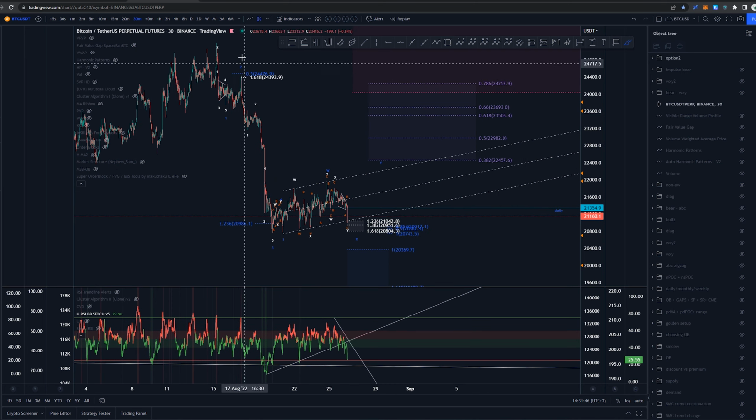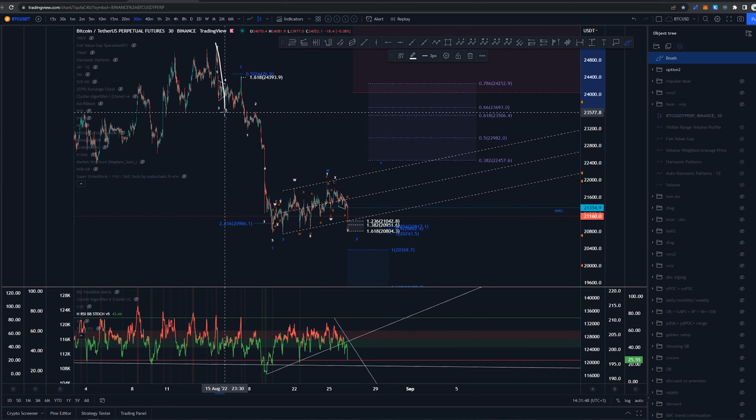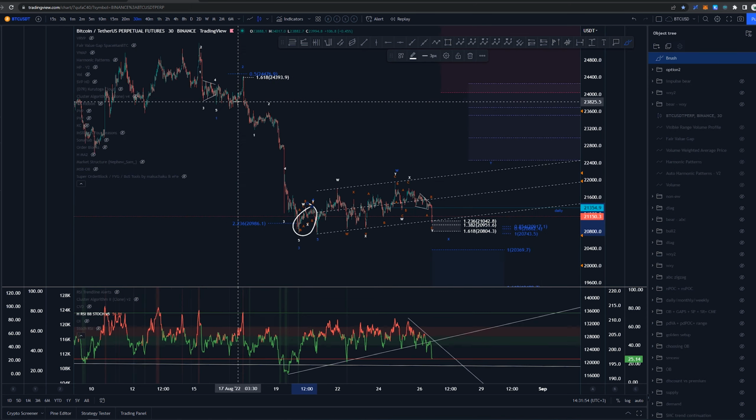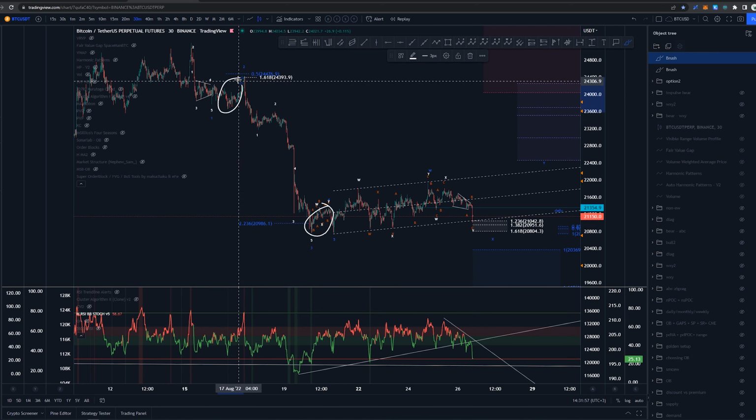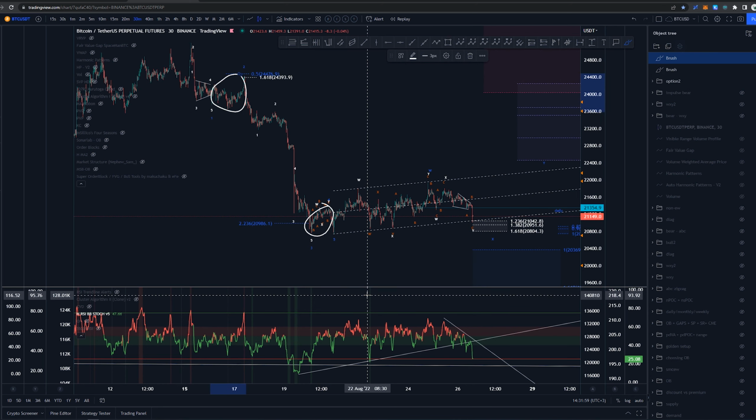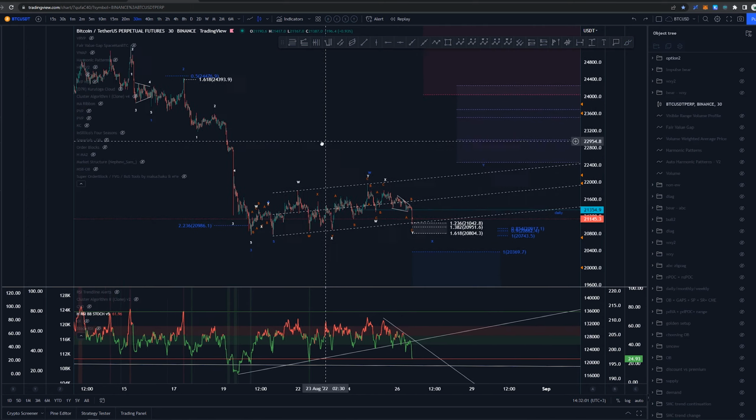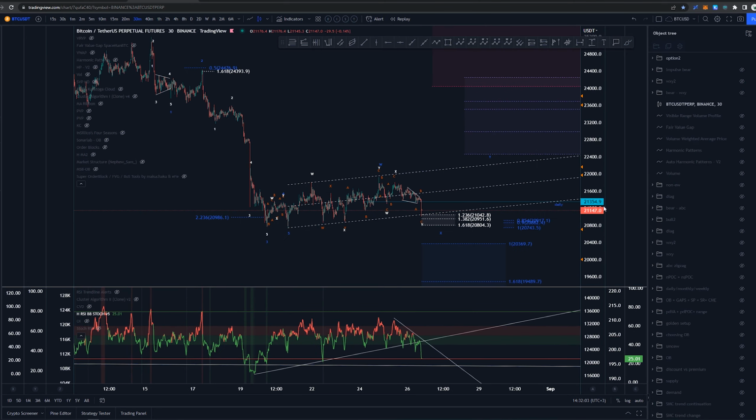The other option was that wave 4 was already complete earlier. 1, 2, 3, 4 and 5. Wave 4 would be very small in comparison. However, it is kind of similar size as the wave 2 here. So that's why I'm having this as a possibility as well.